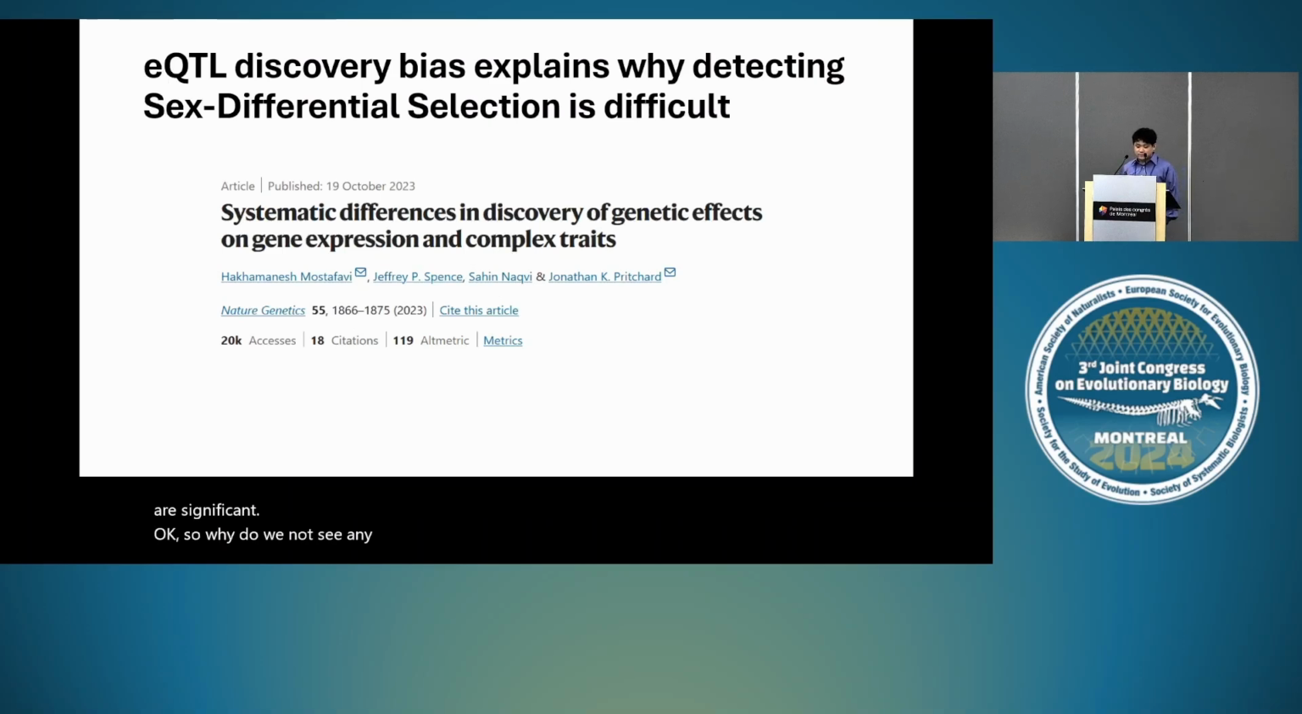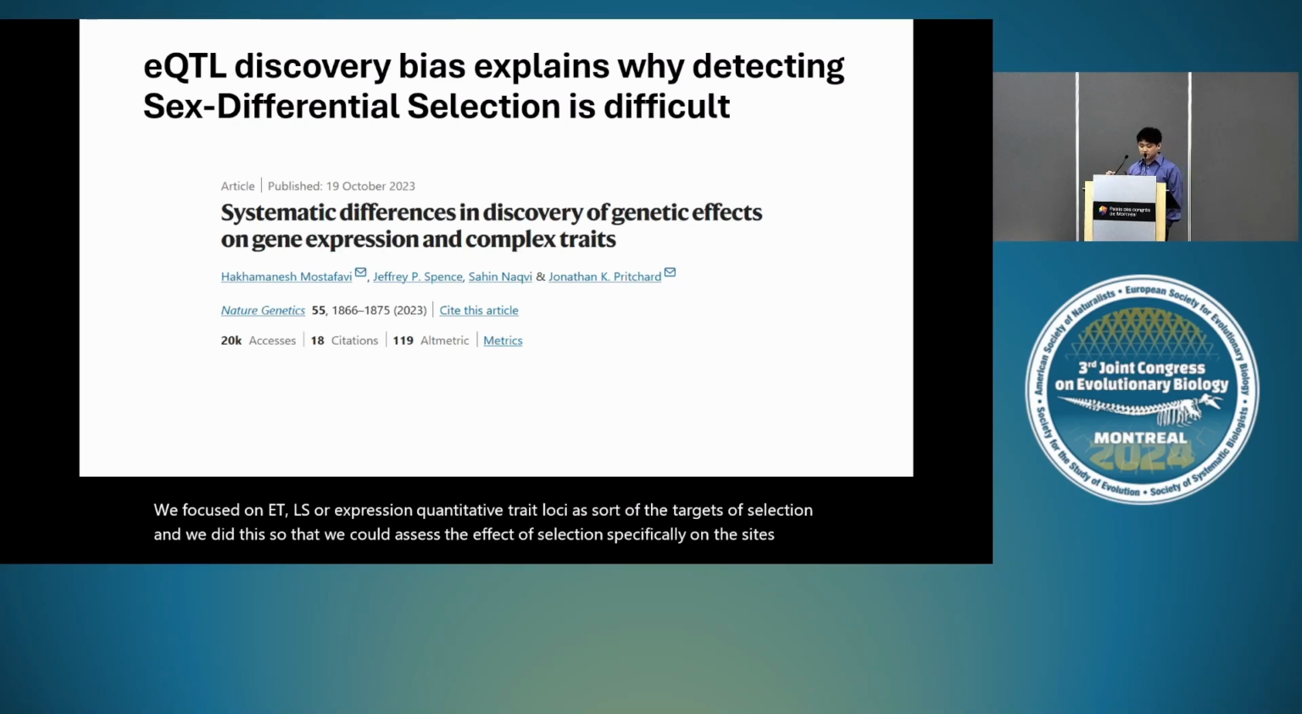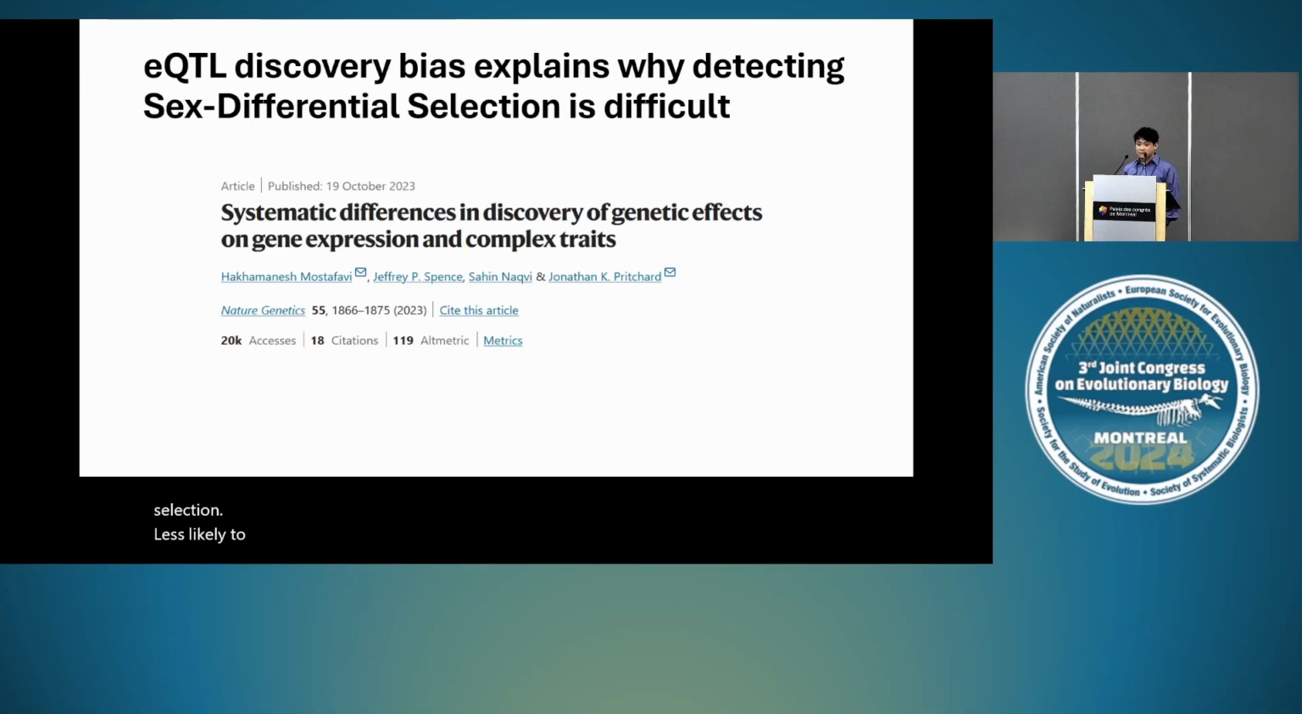For the updated regression analysis that I just discussed, we focused on eQTLs, or expression quantitative trait loci, as sort of the targets of selection. And we did this so that we could assess the effect of selection specifically on the sites which are thought to control changes in expression. However, it's been shown, and I'm specifically going to reference a paper here by Hamid Mostafavi and colleagues, which was put out in 2023, that there's a bias in eQTL discovery, such that eQTLs under strong selection are less likely to be detected in mapping experiments.